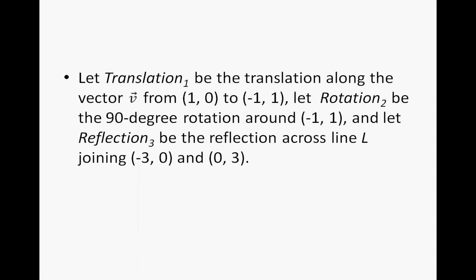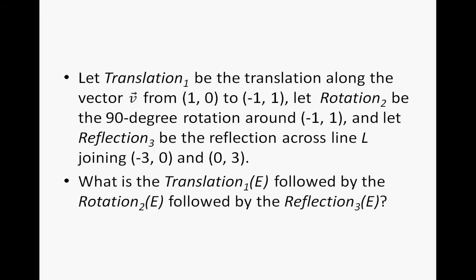All right, so let translation 1 be the translation along the vector V from (1, 0) to (-1, 1). And we're going to let rotation 2 be the 90-degree rotation around (-1, 1). And then we're going to let reflection 3 be the reflection across line L joining (-3, 0) and (0, -3). So here's our instructions. What is translation 1 of E, followed by the rotation 2 of E, followed by the reflection 3 of E?